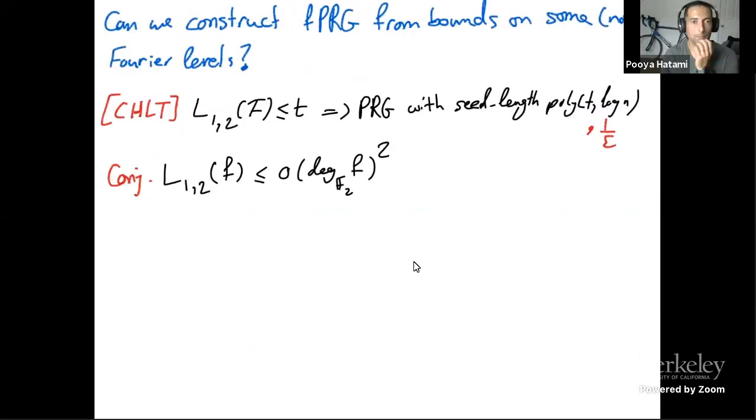This is interesting because if you want to break the log barrier for polynomials, this new result shows that all you need is to prove that the second level Fourier coefficients of an F2 polynomial are bounded by some polynomial in d. In fact, we conjecture that the bound should be d squared.